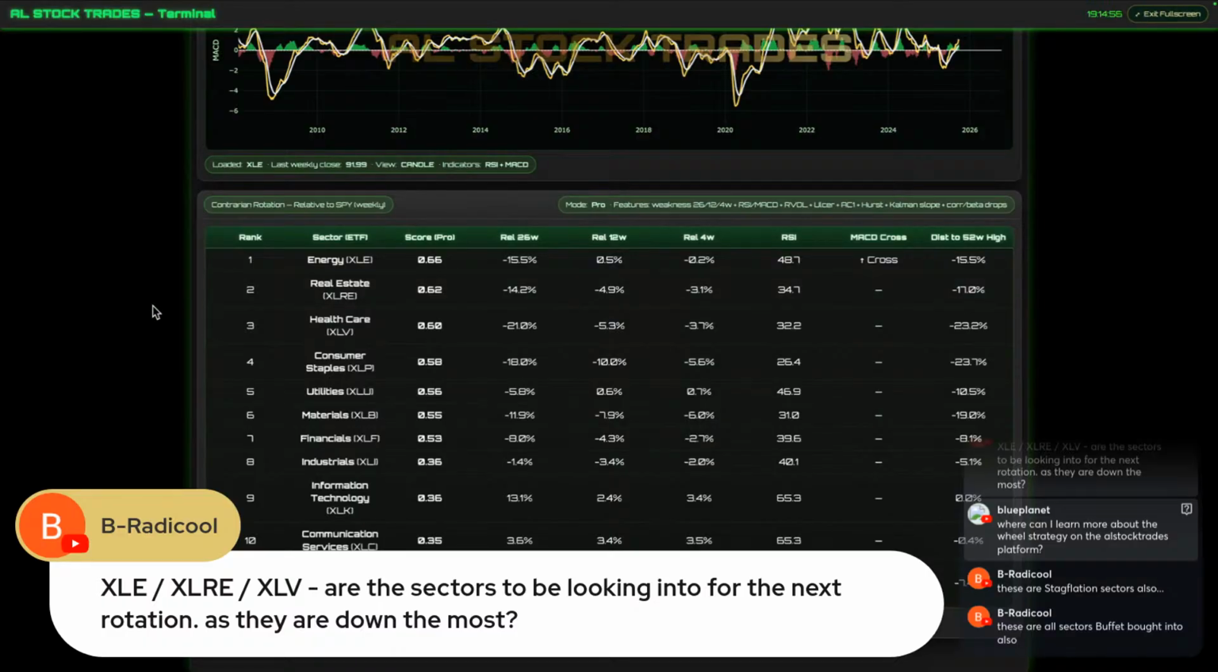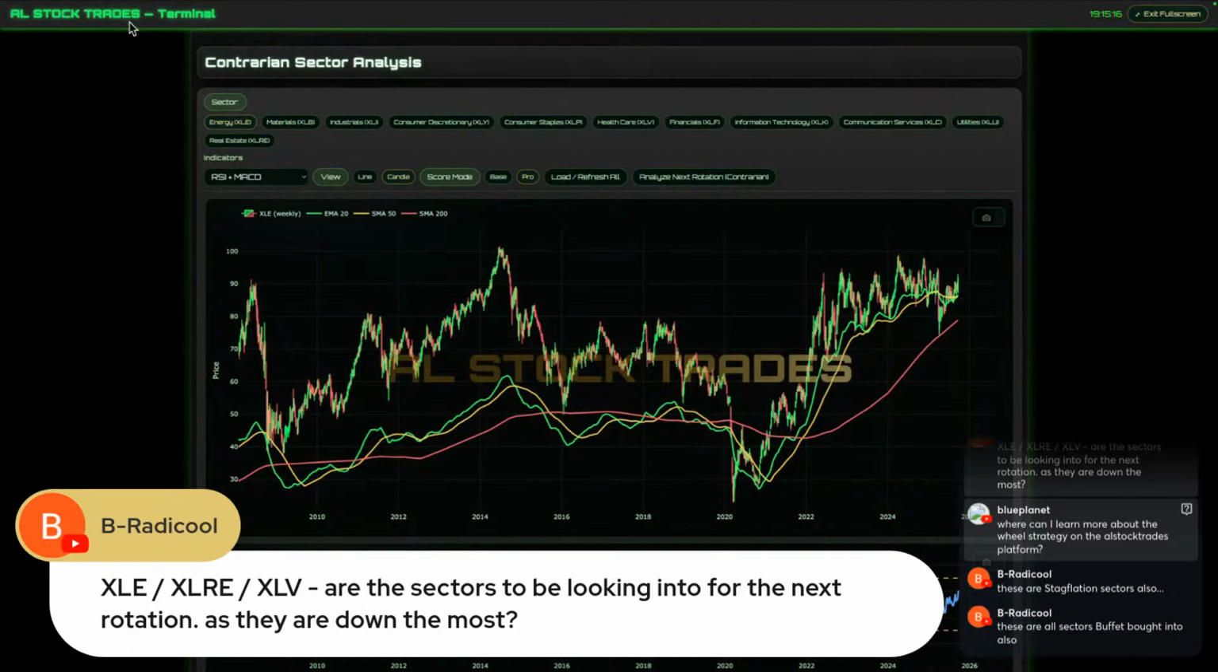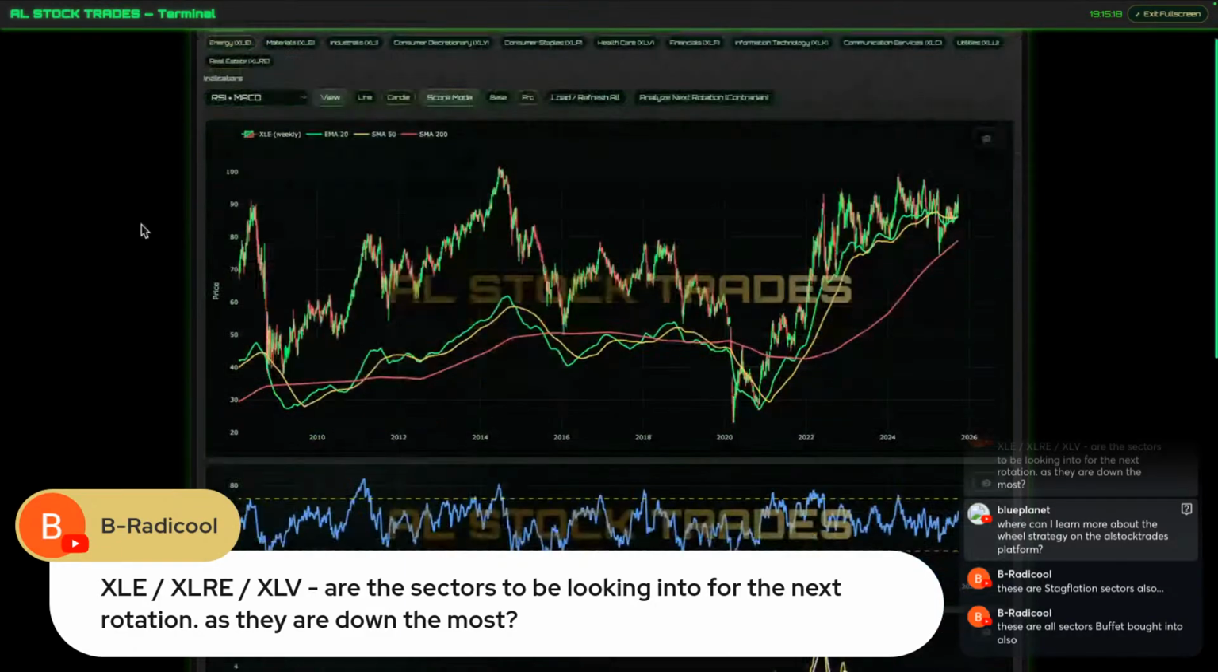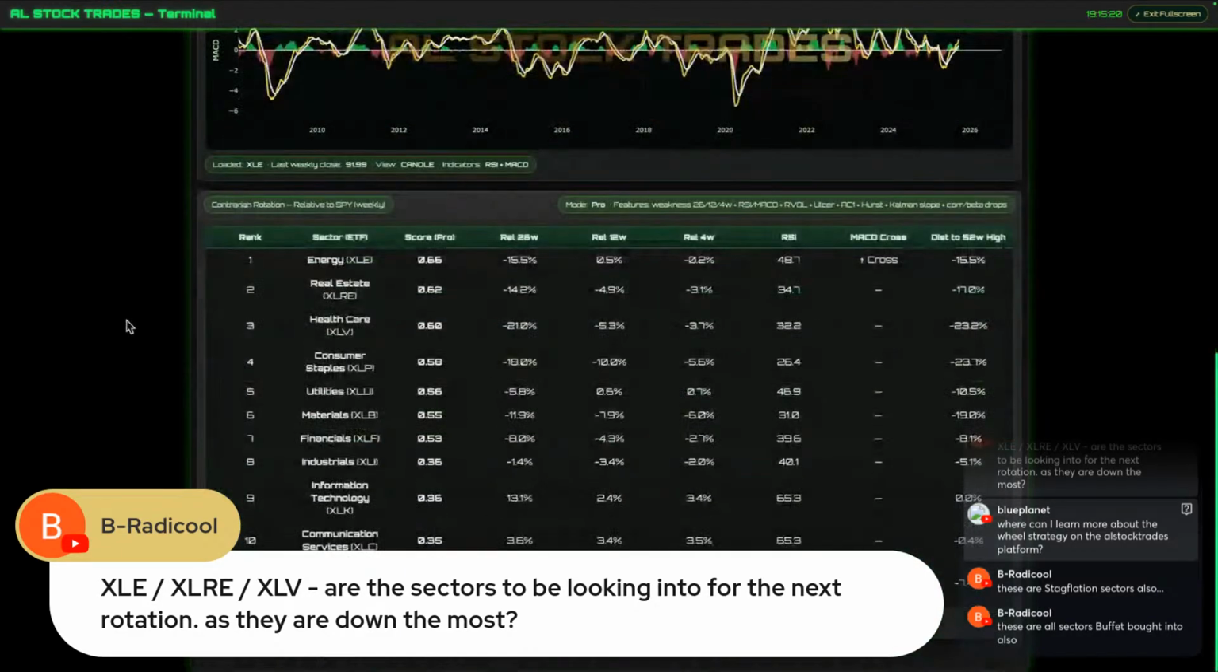Then you have financials. The goal is to look at these sectors and say, what are some undervalued stocks within XLE, or within small caps in energy, real estate, and healthcare? And to use the Al Stock Trades terminal to look at the intrinsic value and see if the revenues and free cash flow are going up.